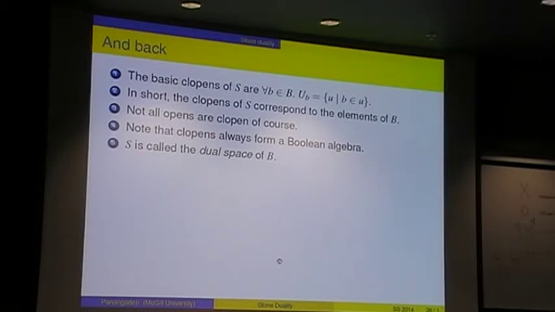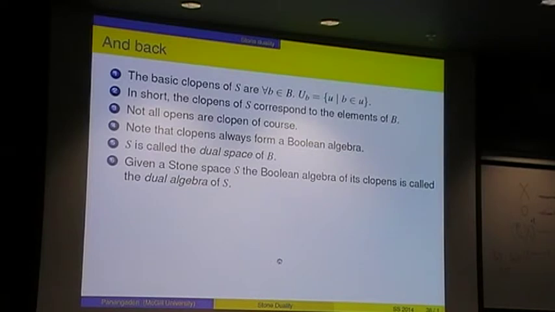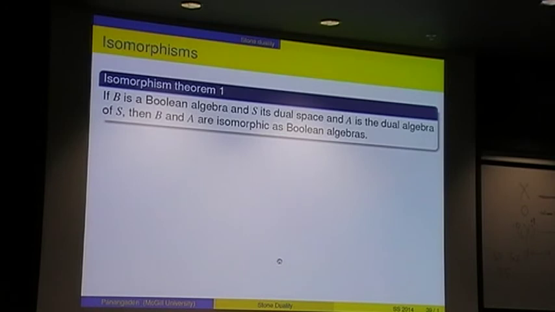So I'm back in the Boolean algebra world, and this Stone space that I got from B is called the dual space of B. The Boolean algebra I get by looking at the clopens is called the dual algebra of S. And these two constructions take you back and forth.